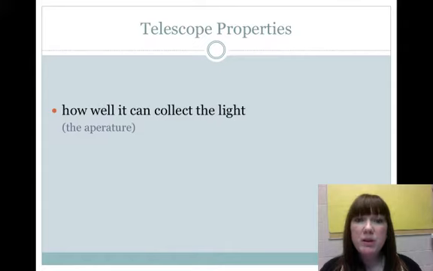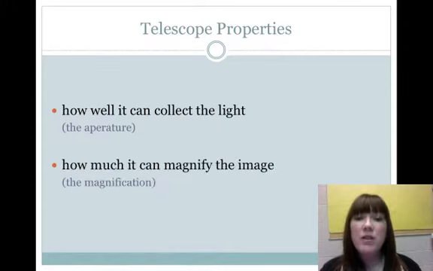There are two main properties that we look at with telescopes. One is how well it collects the light, which is called the aperture, and the other is how much it can magnify the image, which is called the magnification.